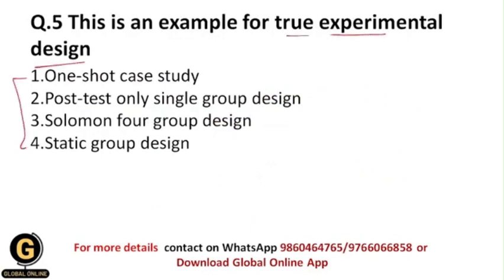Next is, this is an example for true experimental design. So from these study designs, which is the example for true experimental design: one shot case study, post test only single group design, Solomon 4 group design, or static group design. So first of all we will see what is the group design. Okay, so in group designs, analysis of data and conclusions drawn from the study occur at the level of the group, not individual participants. So whatever conclusions we get are made from the groups, not from the individual persons. Okay, this is called the group design.